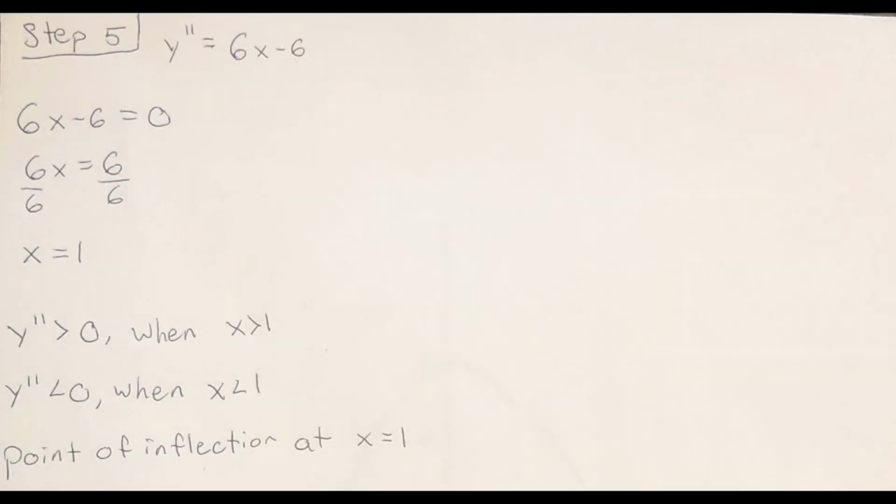Step 5. In this step, I will be finding the point of inflection. I will set y double prime to 0. This will give me 6x minus 6 is equal to 0. I add 6 to both sides and then divide by 6. And this will give me a value of x equals 1. Y double prime is greater than 0 when x is greater than 1. Y double prime is less than 0 when x is less than 1. This means that I have a point of inflection at x equals 1.